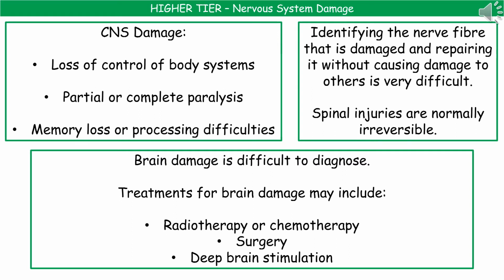There's a big problem with actually trying to repair the central nervous system damage. First, if we think about the spinal cord, then identifying the individual nerve fibre that's damaged and repairing it without damaging all of those others around it is very difficult. So normally spinal injuries are irreversible.